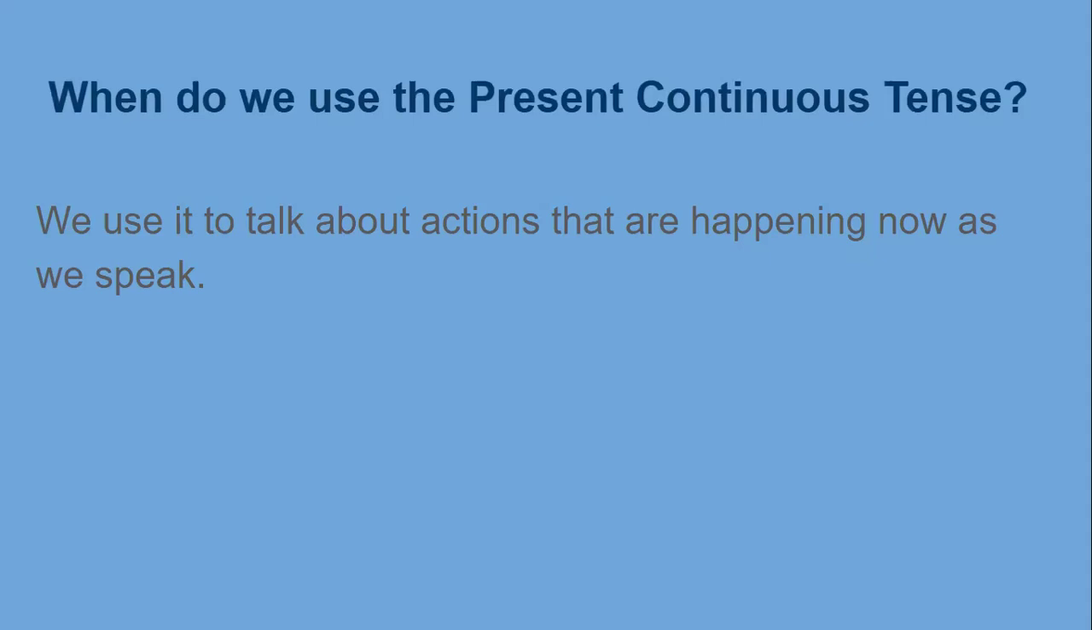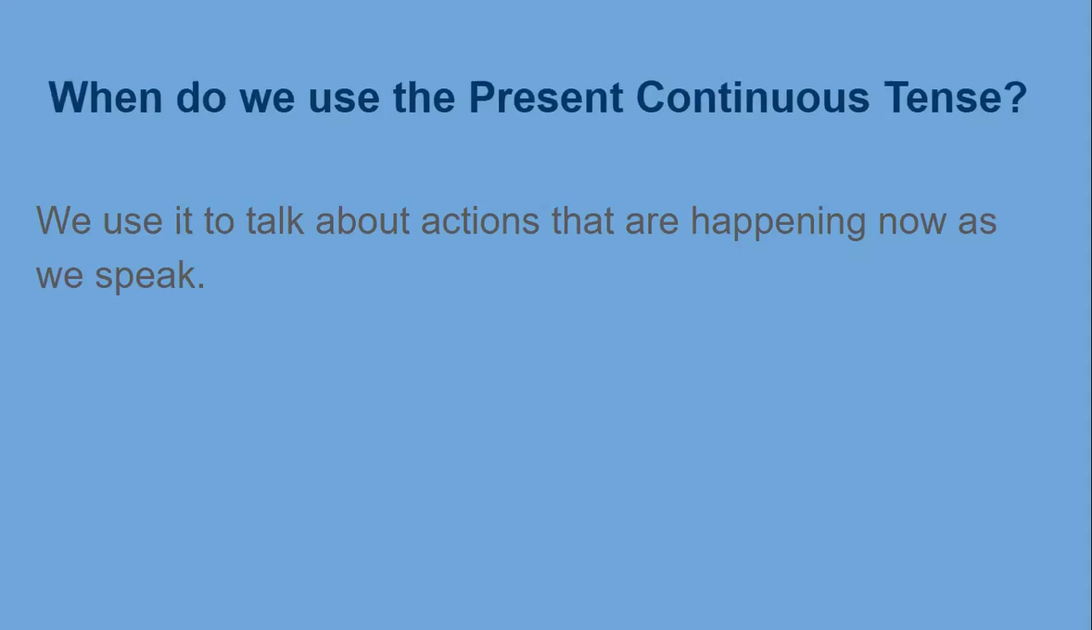I want to explain the difference between the present continuous tense and the simple present tense clearly, okay, so that you understand the difference between the two tenses, because most people tend to confuse them, okay? They tend to confuse the two tenses.